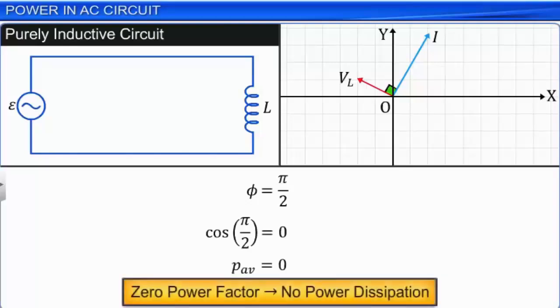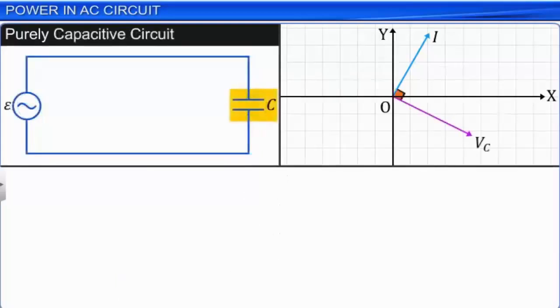If a circuit is purely capacitive, then the value of phi is minus pi by 2. That is, the voltage across the capacitor, VC, lags the current I by pi by 2. The value of cos(minus pi by 2) is equal to cos(pi by 2), which is equal to 0.